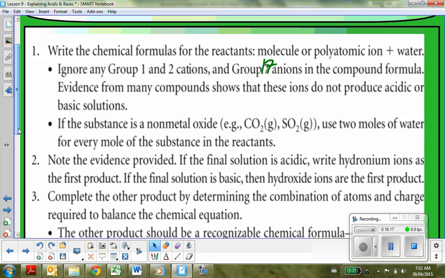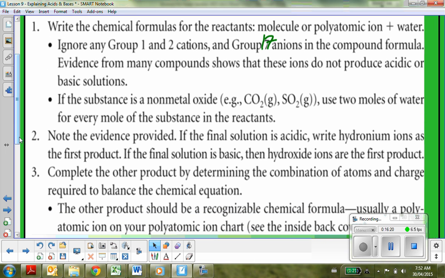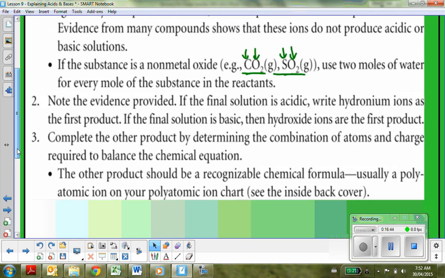Now, if it's a non-metal and it's an oxide, so this is what I mentioned before. If it has an oxygen in its formula and it's all non-metals, so C is a non-metal, O is a non-metal, S is a non-metal, then you can still go CO2 plus water, SO2 plus water, but you have to always add 2 waters or else your formula ends up being really weird in terms of trying to balance it. You won't be able to balance it. For every mole of the substance in the reaction.